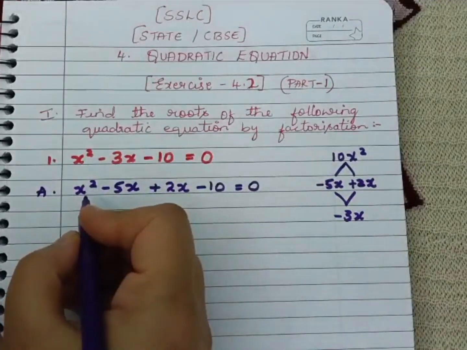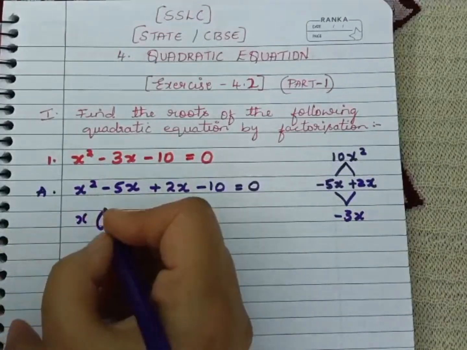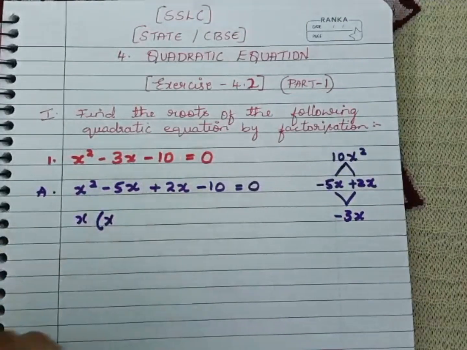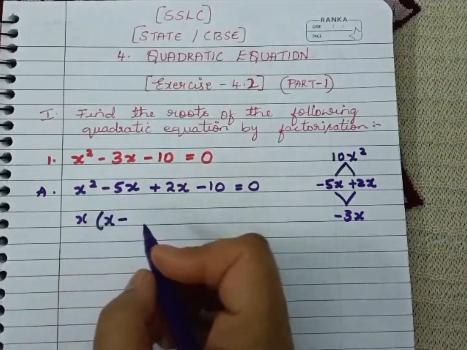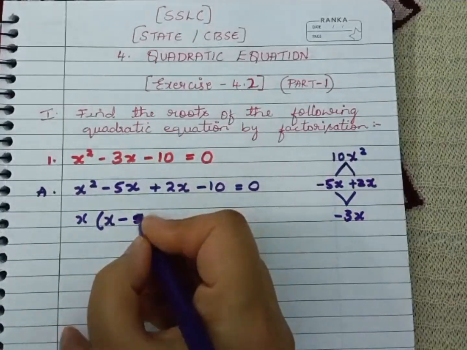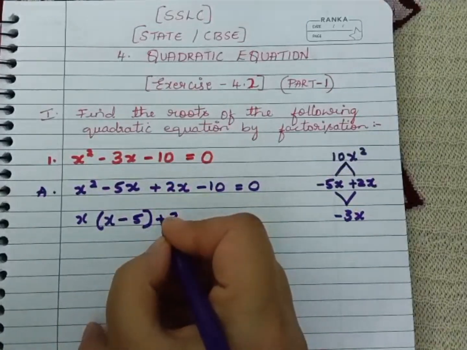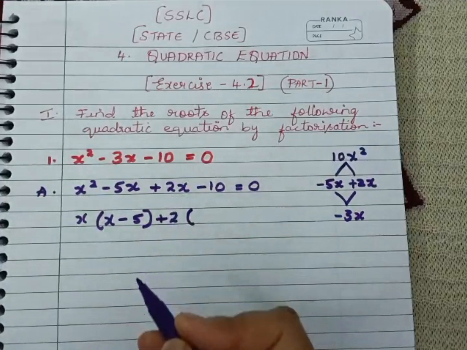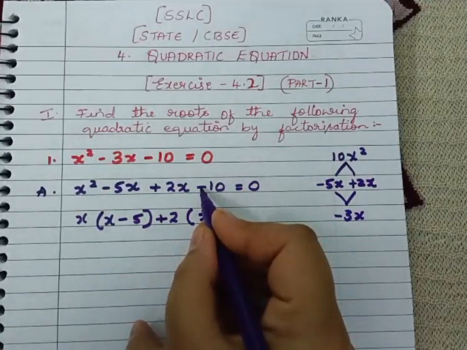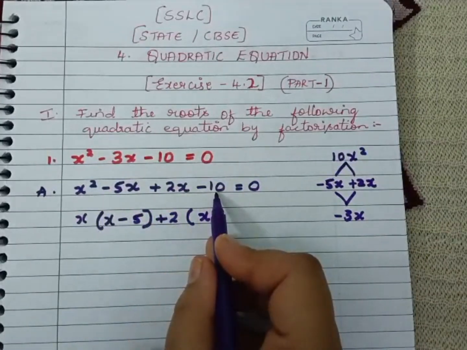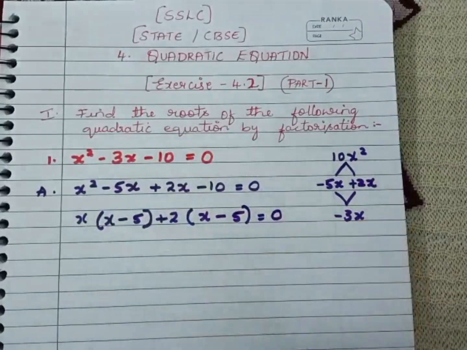Now, how we'll get x square, that is x into x is x square and minus I'm going to write over here. Now how we'll get 5x? x into 5 becomes 5x. Now plus and 2 I'm going to write over here. Now how we'll get 2x? 2 into x will get 2x. Now plus into minus becomes minus. Now how we'll get 10? 5 twos are 10, equal to 0.